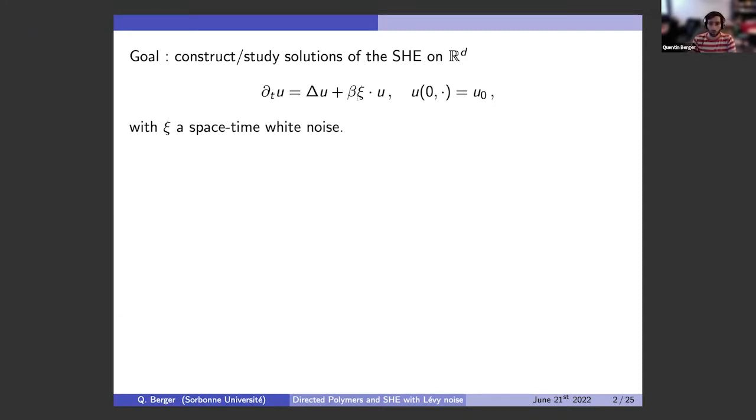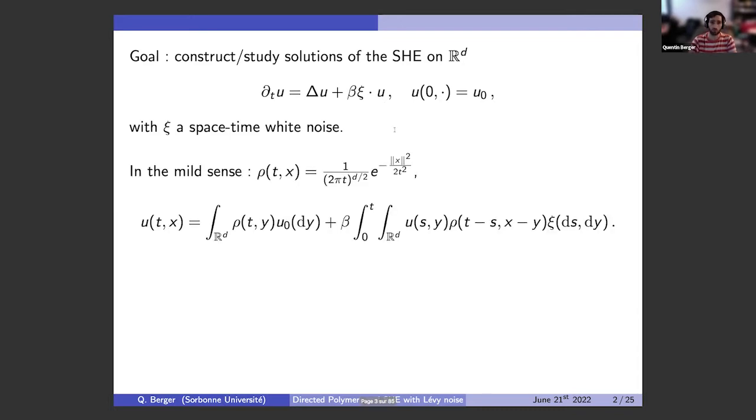And here the noise is a space-time white noise, and people have been looking at the case of Gaussian space-time white noise. In the problem we're interested in, we're looking at a larger class of noise, maybe noise with atoms and jumps. So what do I mean by a solution of this equation? Well, it's in the integrated sense, also called the mild sense. I denote rho_t(x) the heat kernel, the solution of the heat equation without the noise.